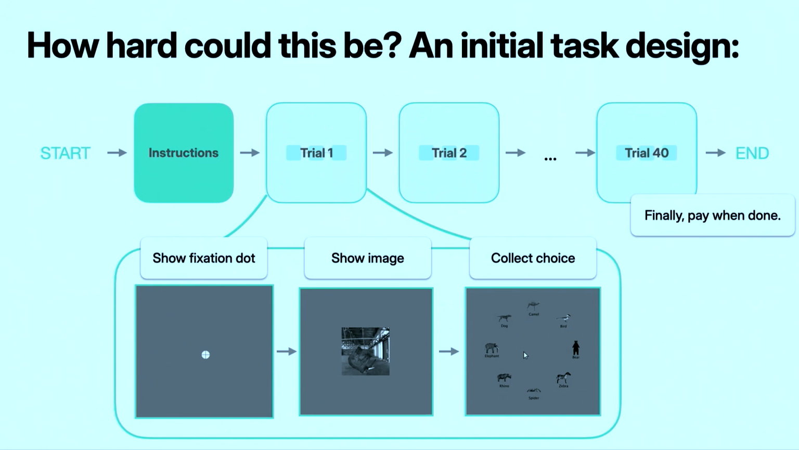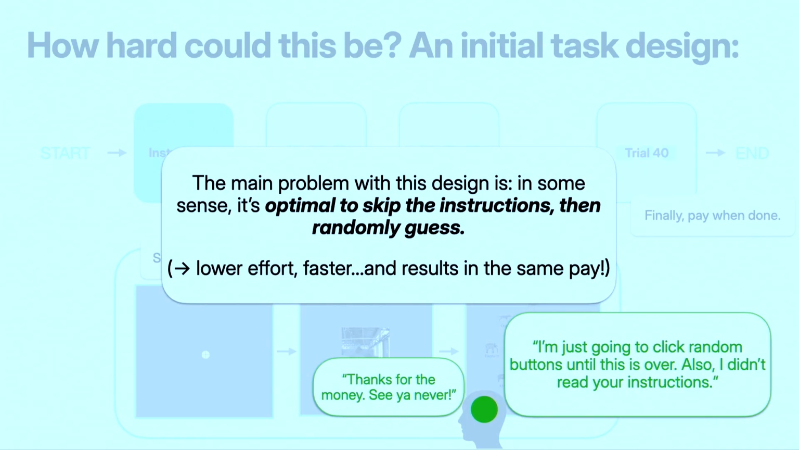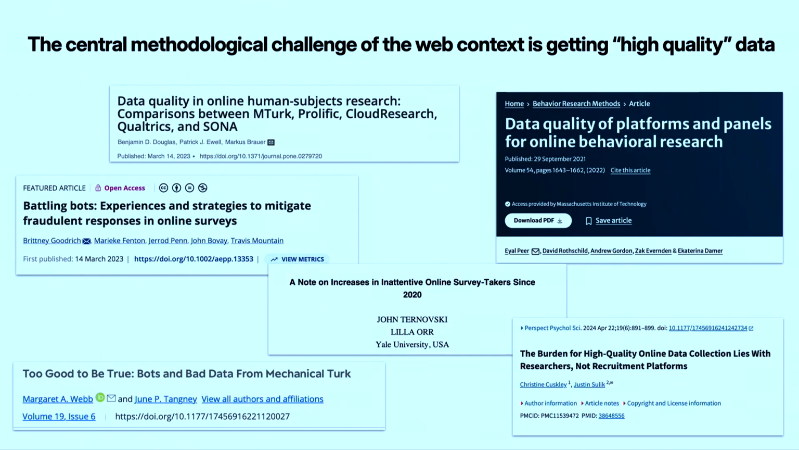This sounds pretty good to me, but the problem is when you actually run this type of task on the internet, here's what's going to happen. He's just going to click random buttons until this is over, and he also probably didn't read your instructions. And you're going to pay him anyway, and he's going to go away happy. In other words, the main problem with this design is that in some sense it's actually optimal for people to skip the instructions and randomly guess. It's lower effort, it's faster, and they get paid the same amount. And that's a representative failure that is general across running experiments on the web.